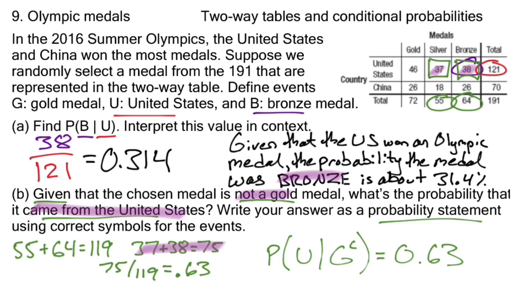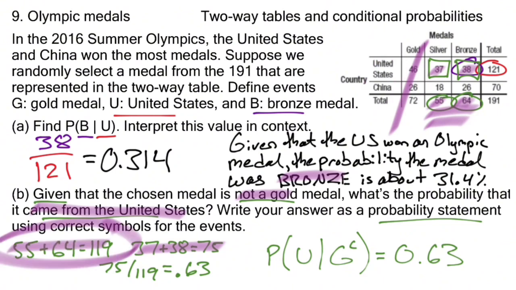And then the denominator is the total number of medals that were won that were silver or bronze. Because notice the statement that we're looking at right here. Given that the chosen medal is not gold, it doesn't say what country won the medal. It just says that the chosen medal, the total number of medals, is not a gold medal. So that means you would exclude the 72 medals that were gold, and you would just add up the 55 and the 64 representing the medals won by the U.S. and China that were not gold.